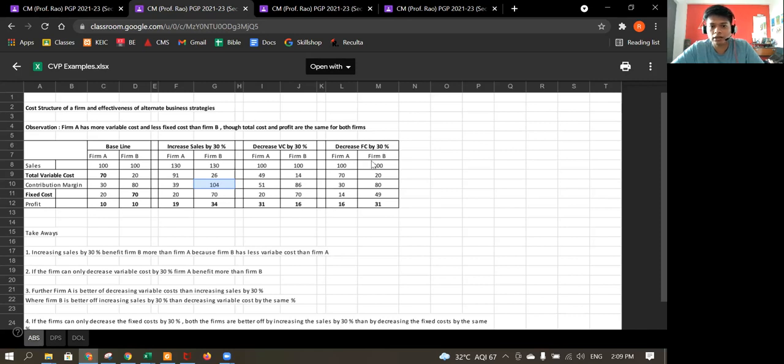Got it? Okay. Decrease fixed cost by 30%. If I decrease fixed cost by 30%, it does not have any impact on my contribution because this remains the same. So irrespective of what my fixed cost is, my PV ratio remains the same. So my fixed cost decreases or profit increases, but it does not have any impact on the PV ratio.